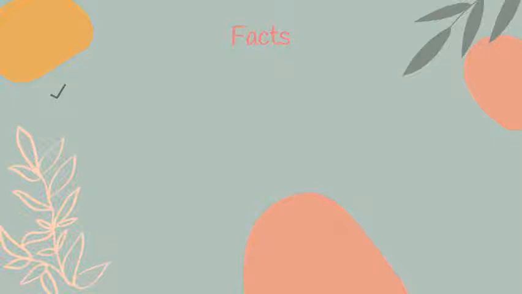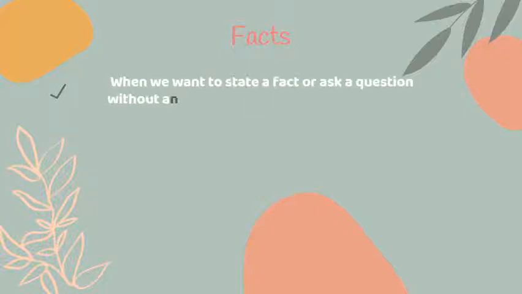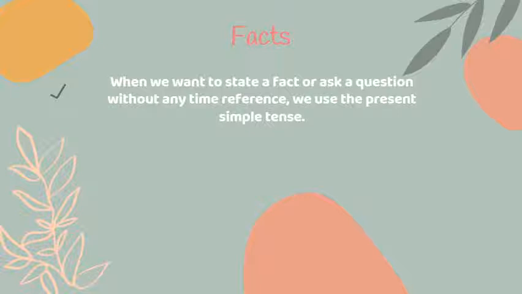Now we move to the facts. What do we mean by facts? When we want to state a fact or ask a question without any time reference, we use the present simple tense. When we're asking about something real, it's not necessary to mention a time reference, so we use the simple present tense.